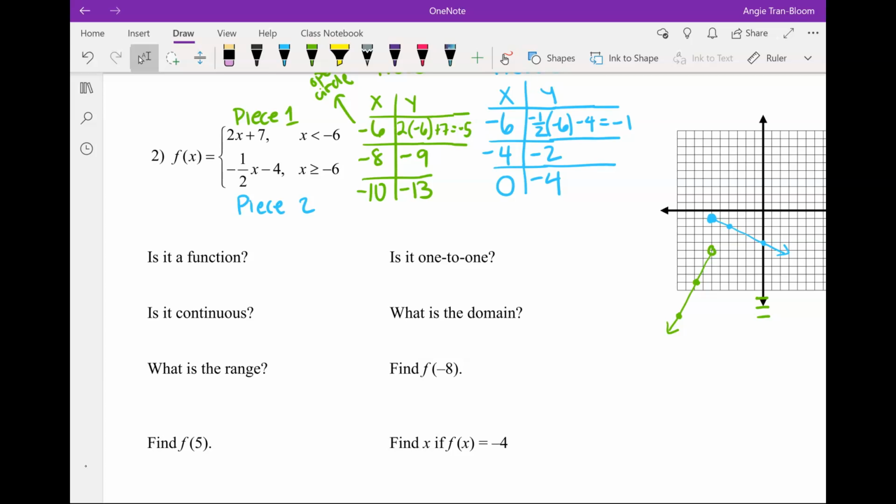It's intersecting, it looks like twice, but this does not exist. It's not even there. So it's still going to intersect once. So is this a function? Yes. Yep, totally.